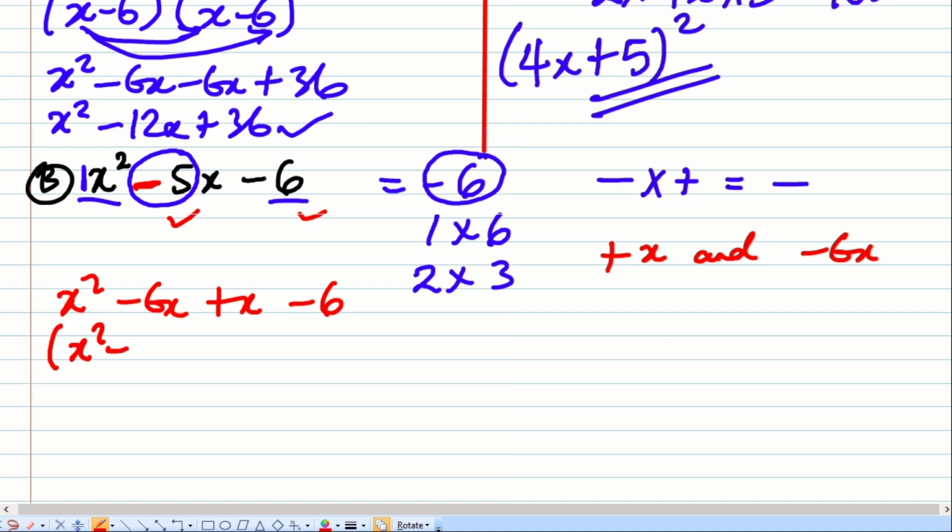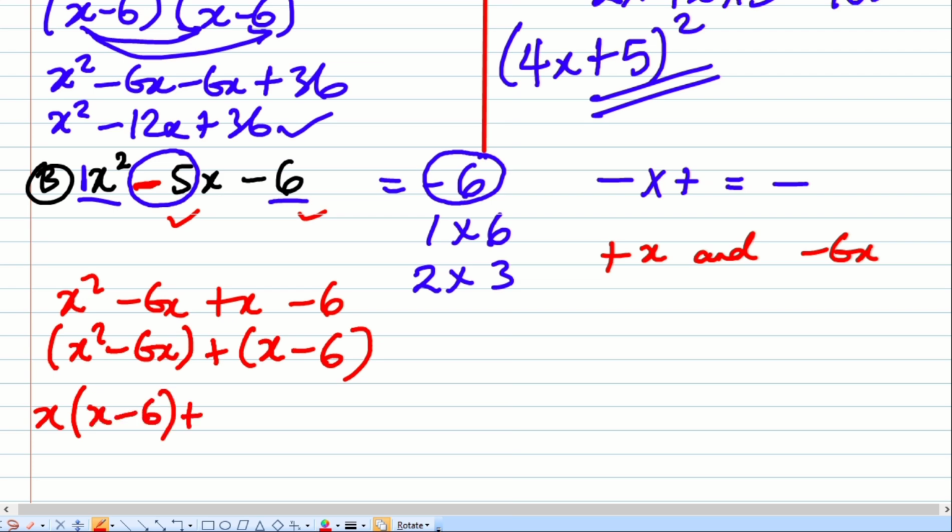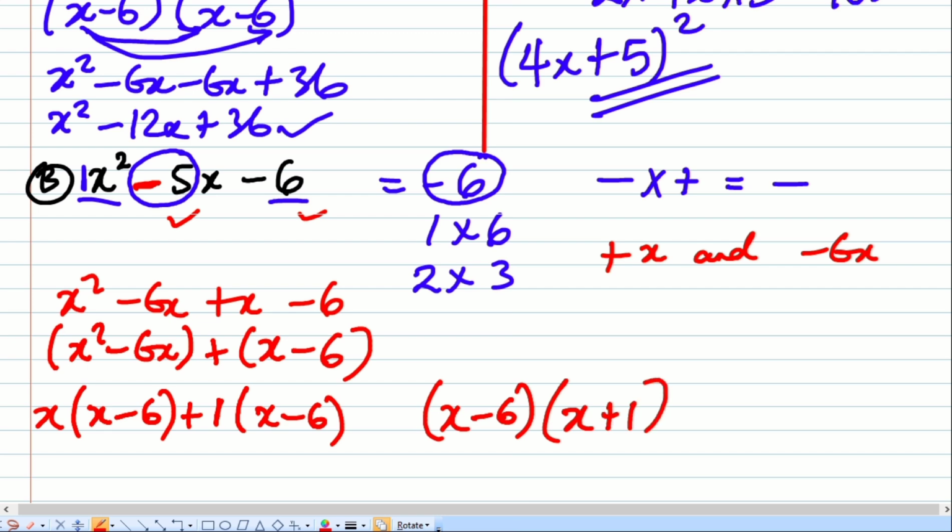We're going to have x squared minus 6x in one bracket, positive, and then I have x minus 6 in one bracket. In this first bracket, the common term there is x. So I'm going to factorize it, and we're going to have x minus 6. In the other bracket, nothing is common, so we just use 1 and factorize. So we're going to also have x minus 6. Then our final answer would be, collect one of the terms in the bracket, which is x minus 6, factor x minus 6 out, and then have x plus 1.